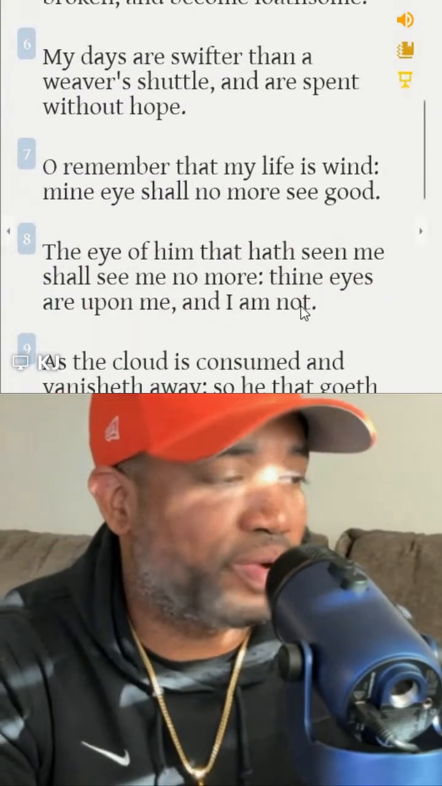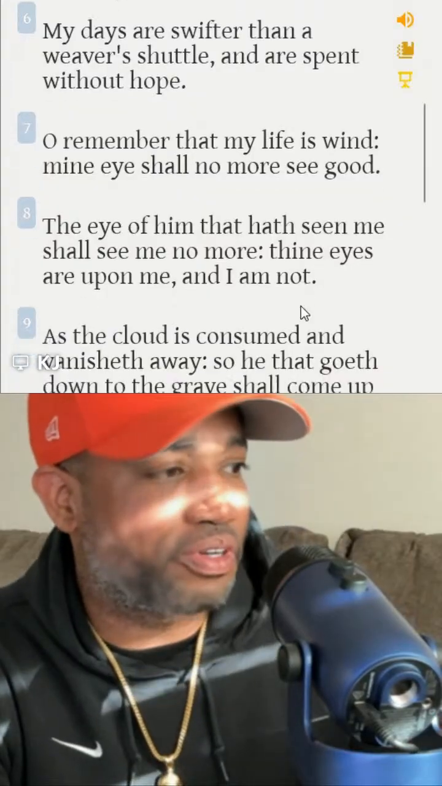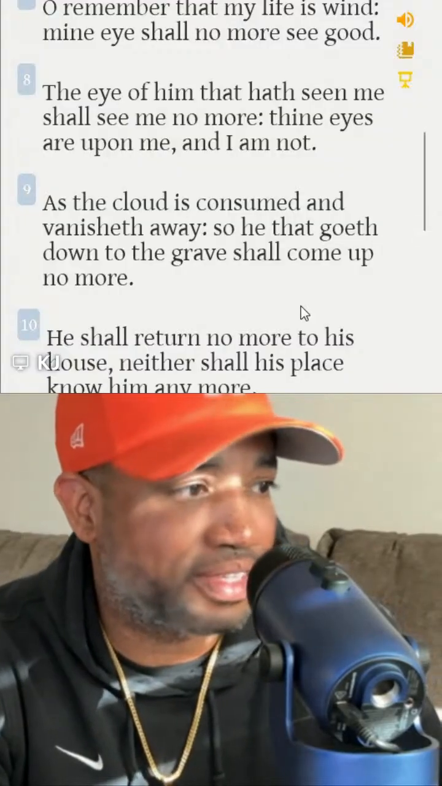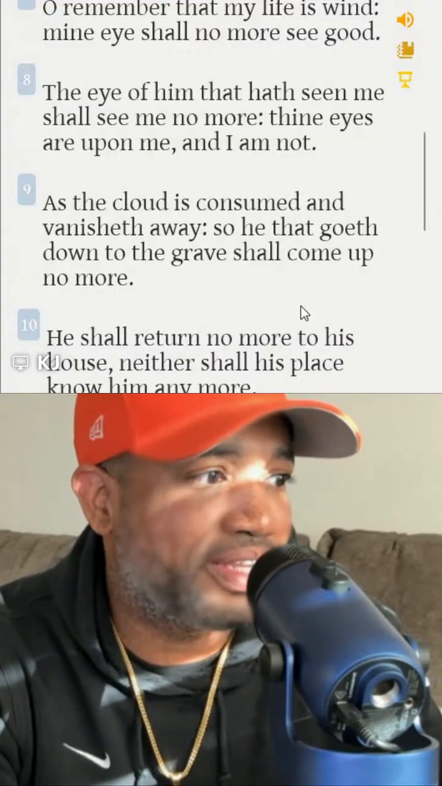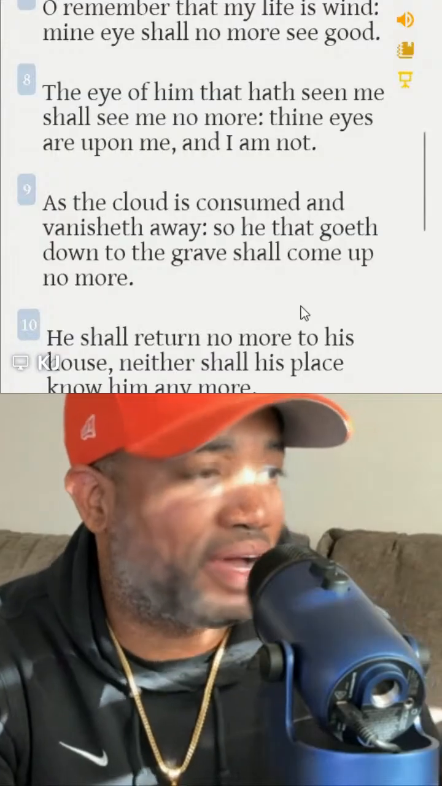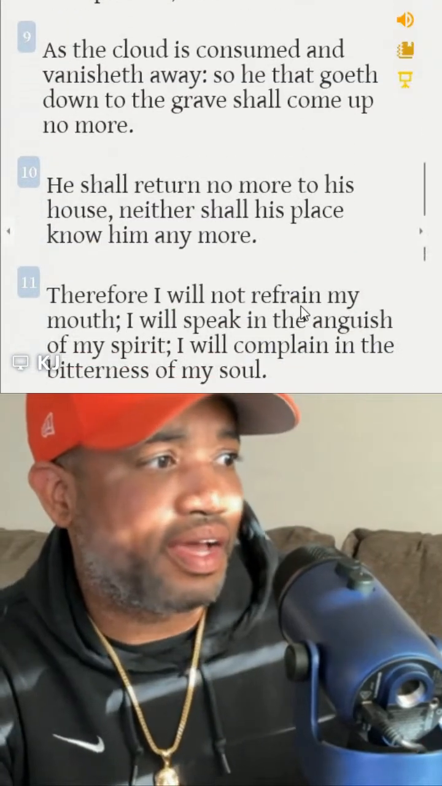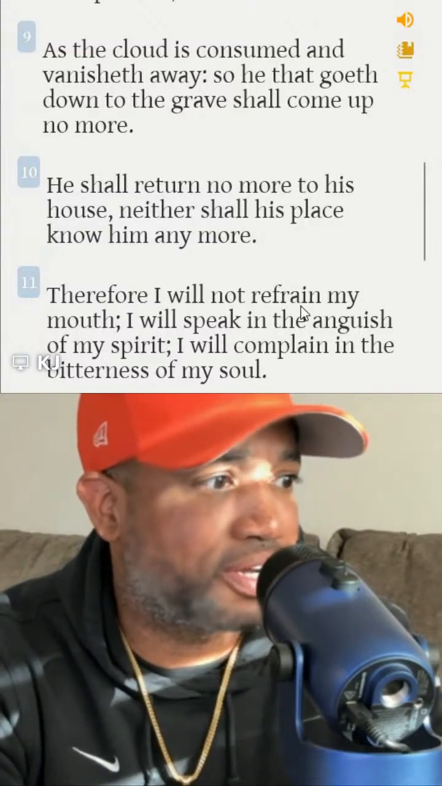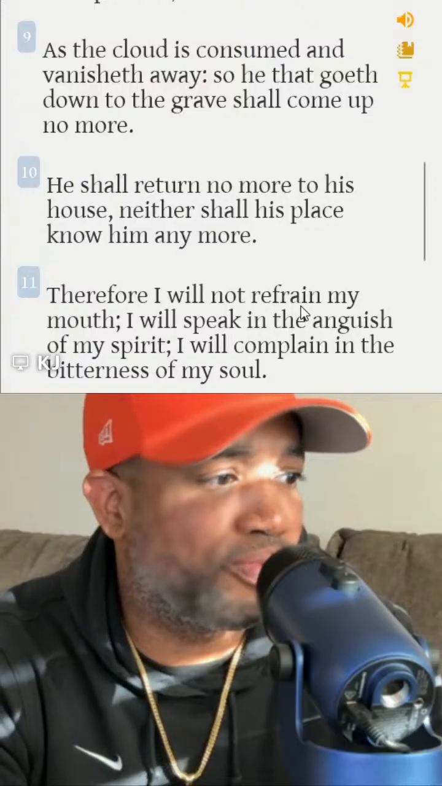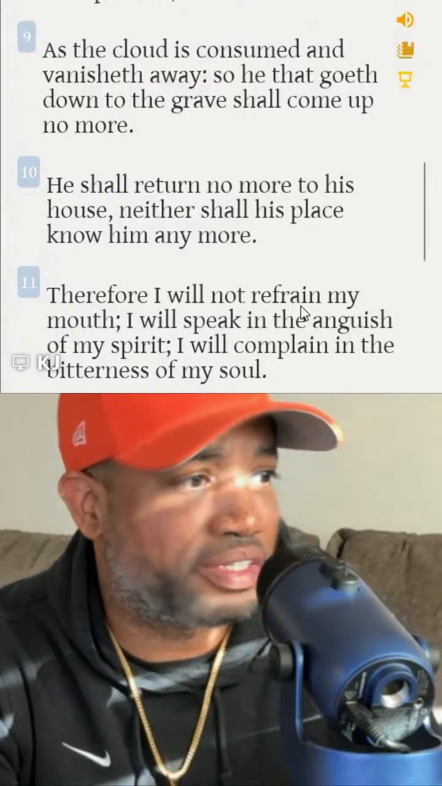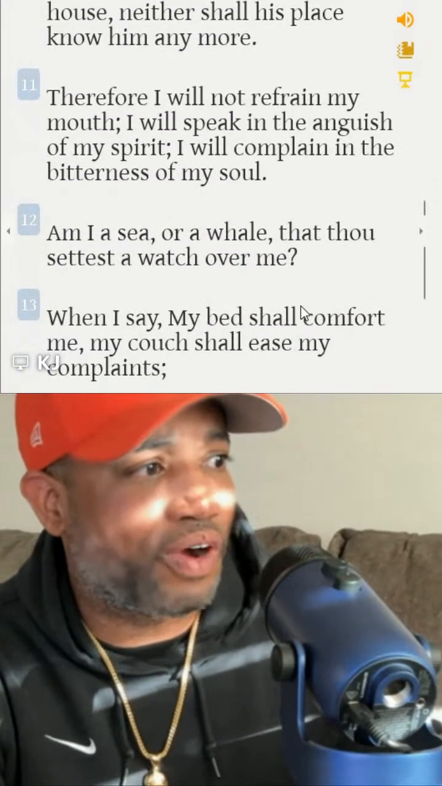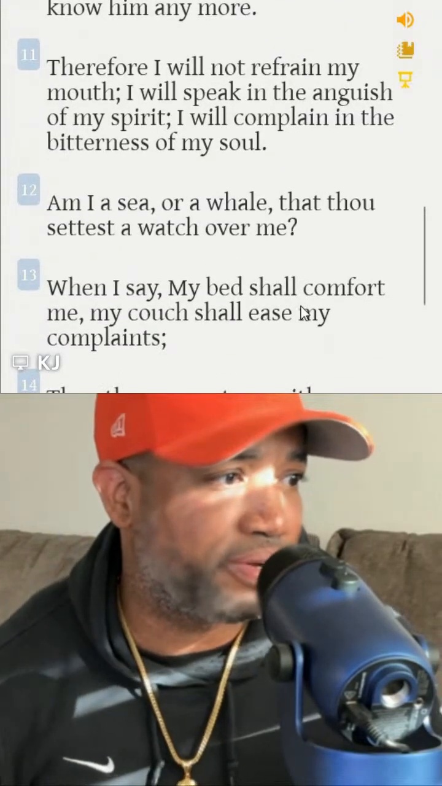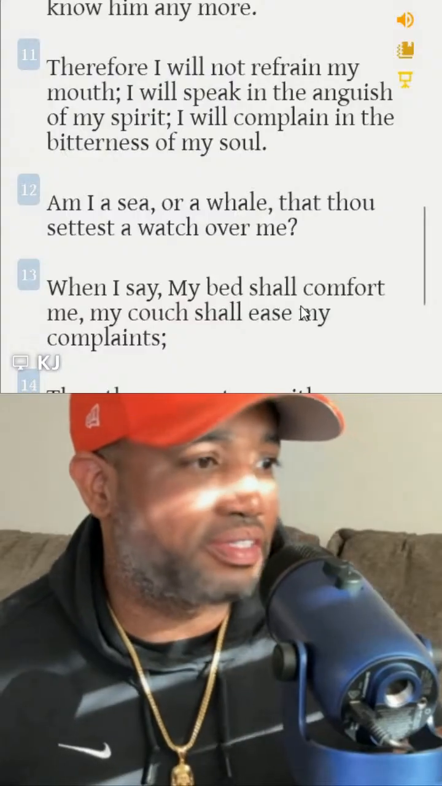O remember that my life is wind. Mine eye shall no more see good. The eye of him that hath seen me shall see me no more. Thine eyes are upon me, and I am not. As the cloud is consumed and vanisheth away, so he that goeth down to the grave shall come up no more. He shall return no more to his house, neither shall his place know him any more. Therefore I will not refrain my mouth; I will speak in the anguish of my spirit; I will complain in the bitterness of my soul.